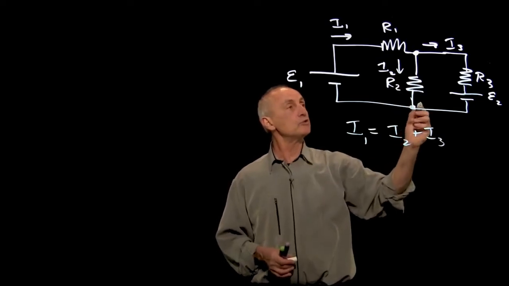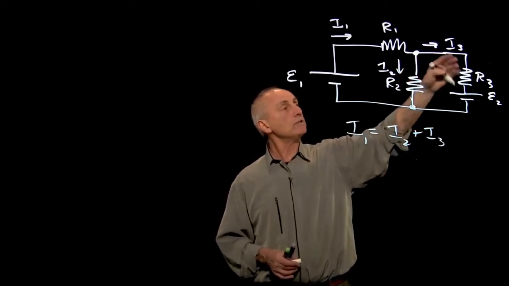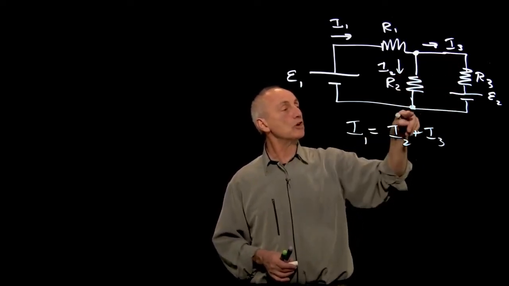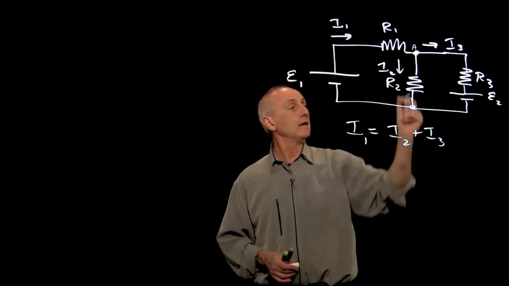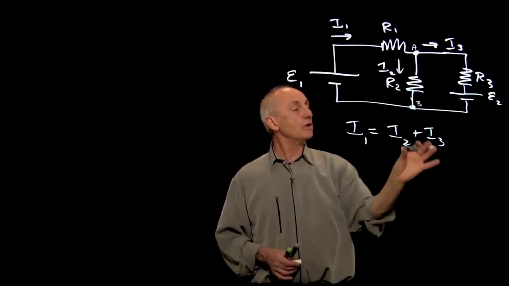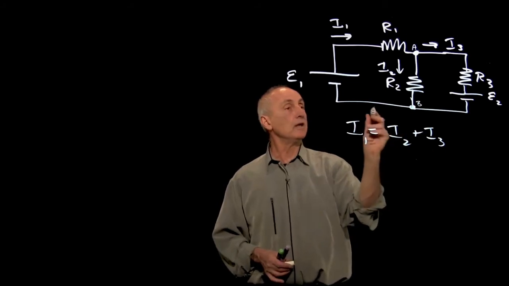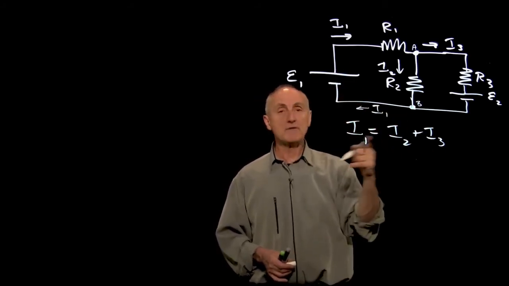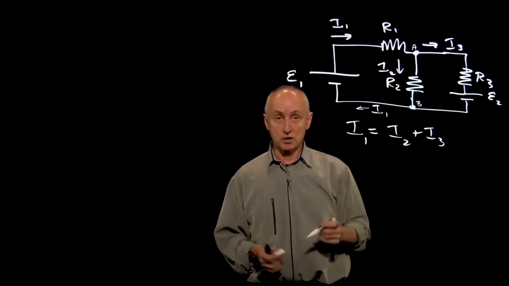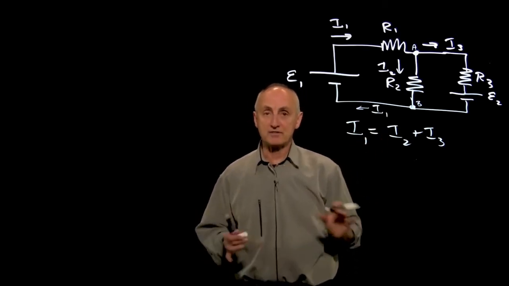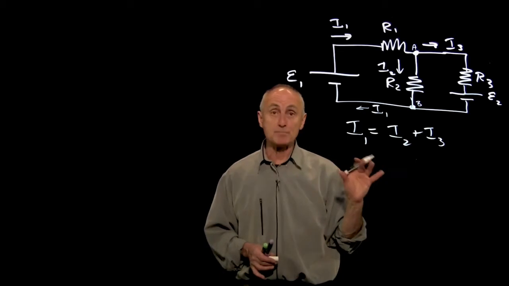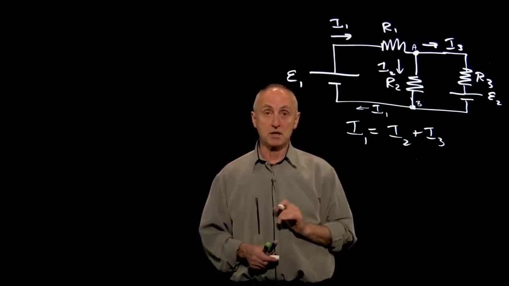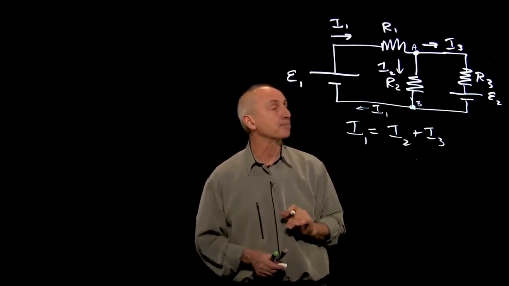Now notice we have two junction points. And the current that's coming into this junction point, you can call this A and B. The current coming in is I2 plus I3, and the current going out is I1. So we have actually the same equation, which is a general rule that if you have n junction points, you have only n minus 1 independent current conservation equations.